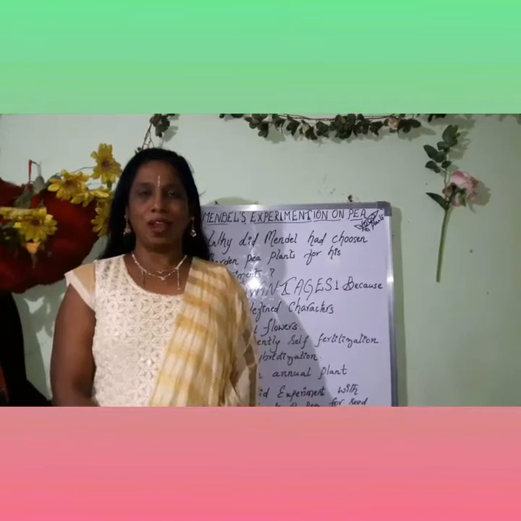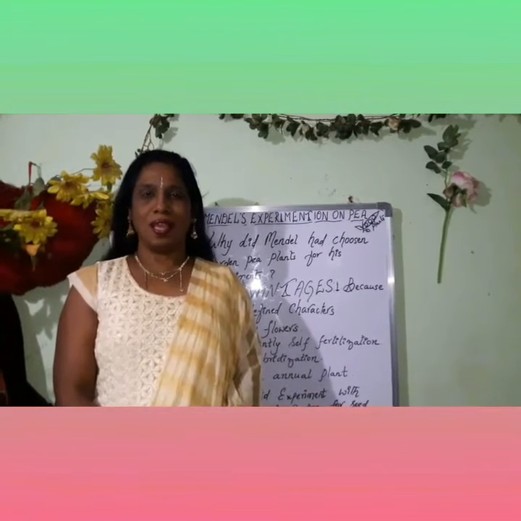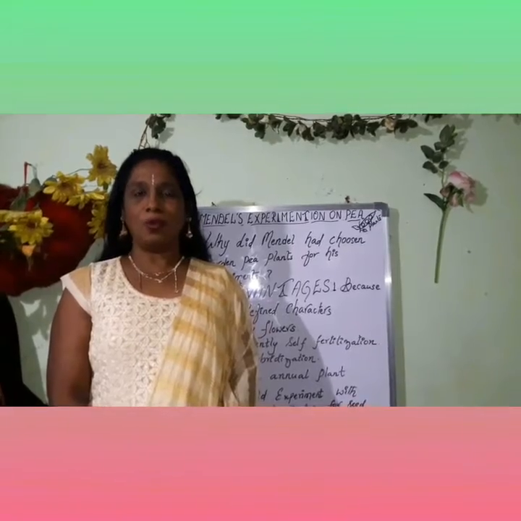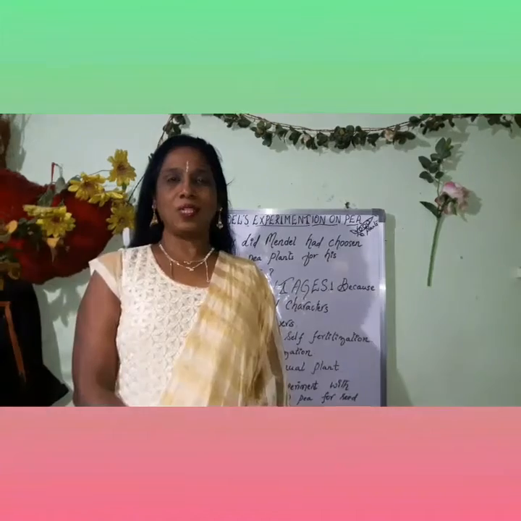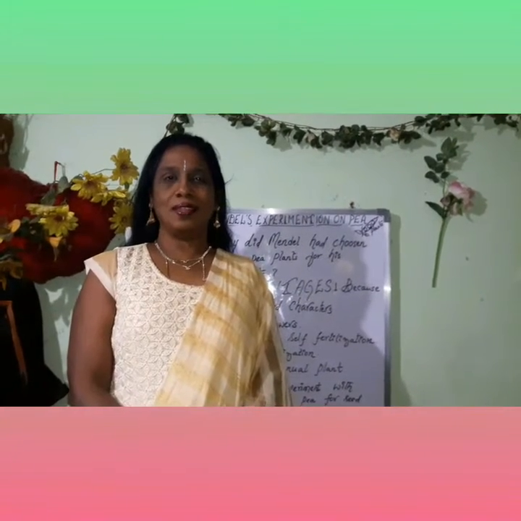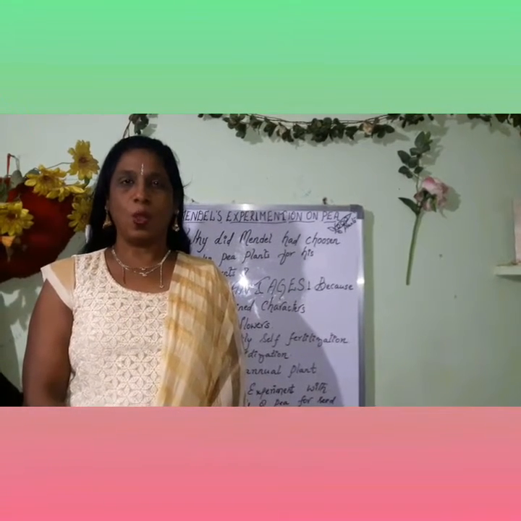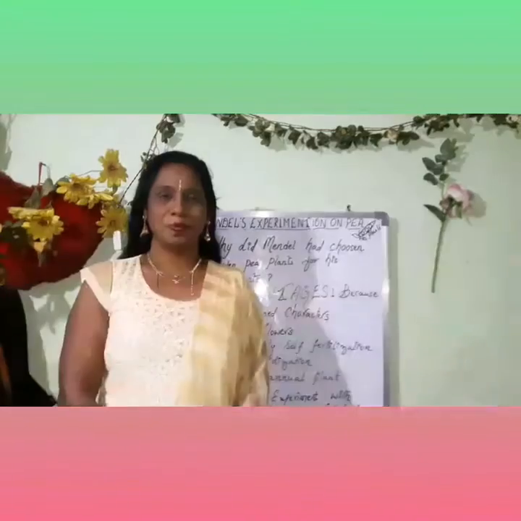Mendel made careful observation on pea plants and thought that pea plants would be suitable for his experimental work. Mendel experimented with nearly 10,000 pea plants of 34 different varieties. Thus, Mendel has chosen 7 pairs of contrasting characters for his experimental study on the pea plants.